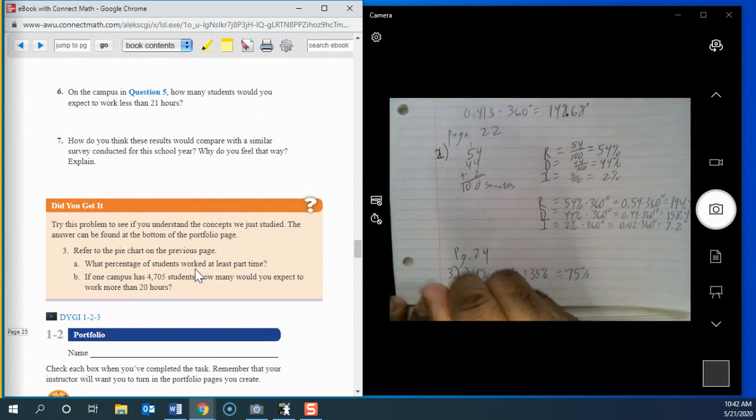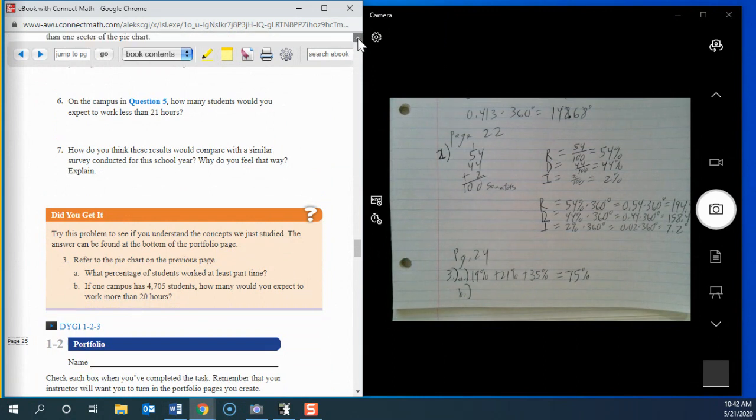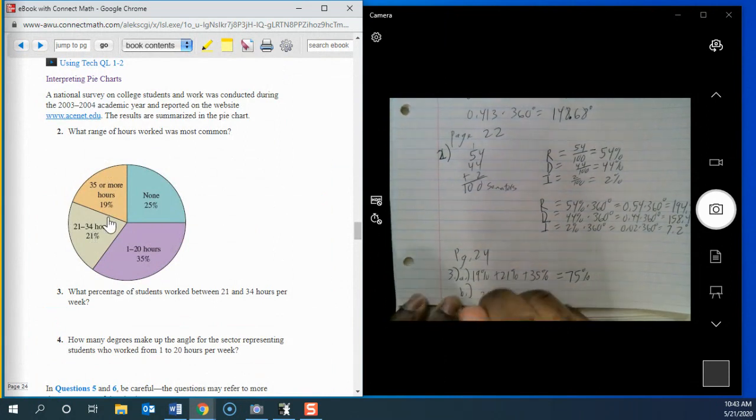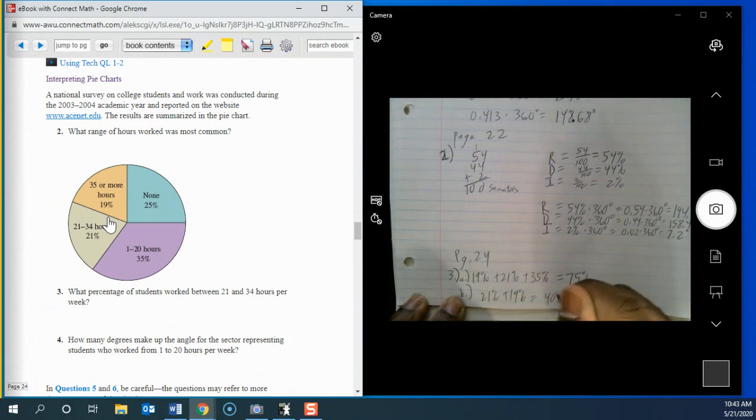So now we go here to B. It says if one campus has 4,705 students, how many would you expect to work more than 20 hours? Okay, so let's go to this pie chart. So it says more than 20 hours. So it's these two pieces of the pie chart here, which is the 21% and the 19%. So here we would have 40%.